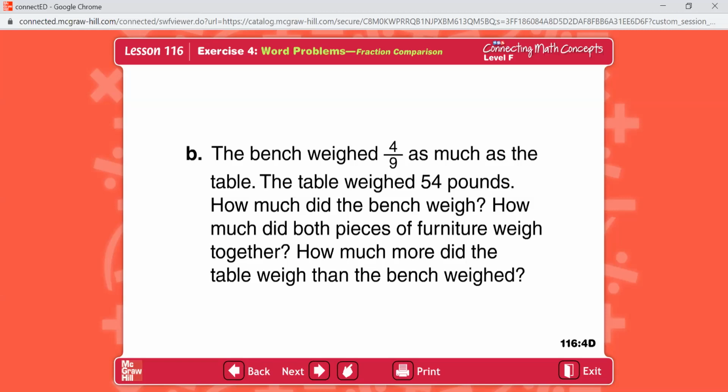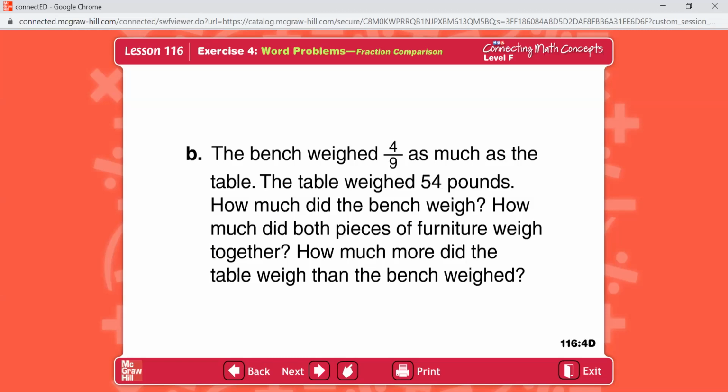Now figure out the answer to the third question. How much more did the table weigh than the bench weighed? So you work the problem 54 minus 24. 54 minus 24 equals 30. The table weighed 30 pounds more than the bench.